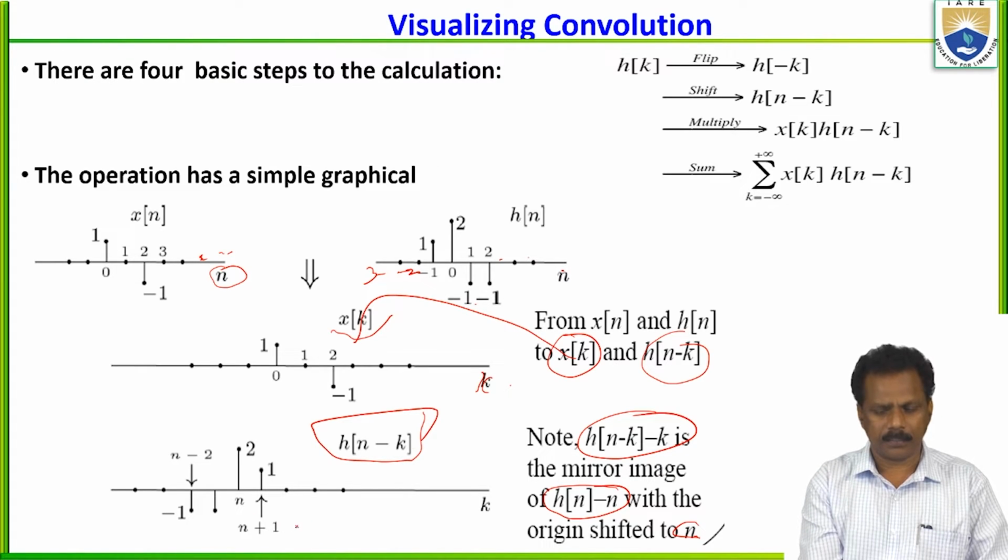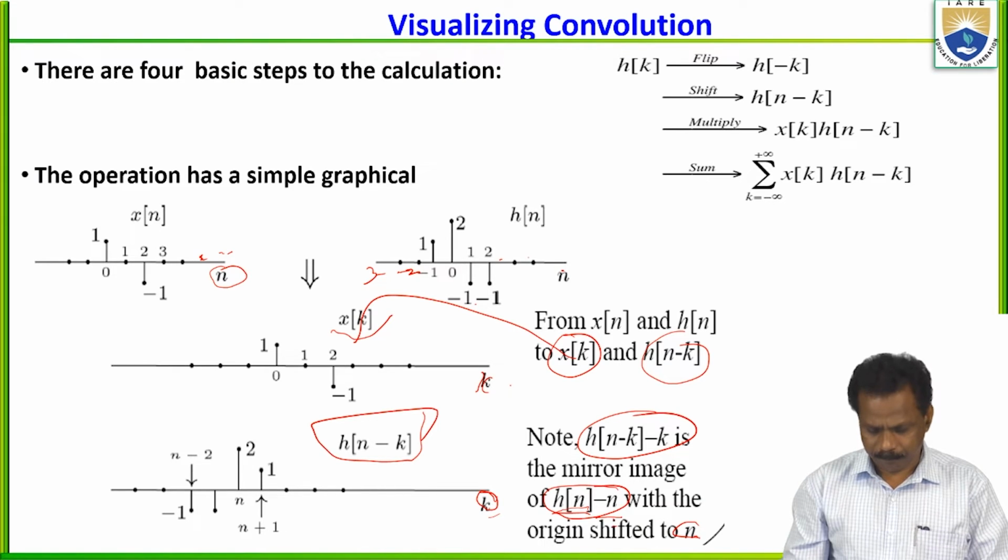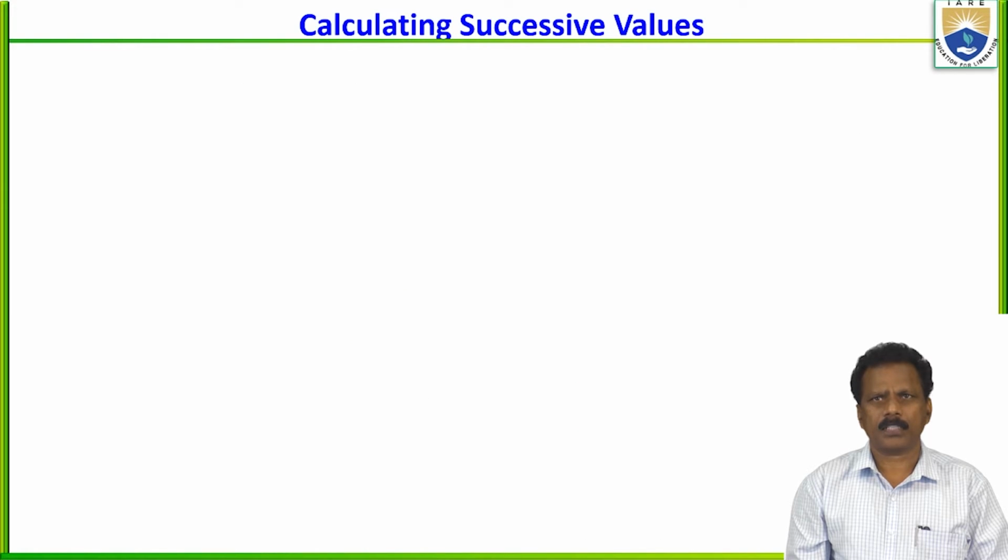We mirror the image of h of k shifted by n, like this, with k versus h of n minus k. And if it is n, it is observed at n plus 1 and n minus 1. This is related to the visualization of convolution. So next, calculating the successive values. How are we calculating the successive values?